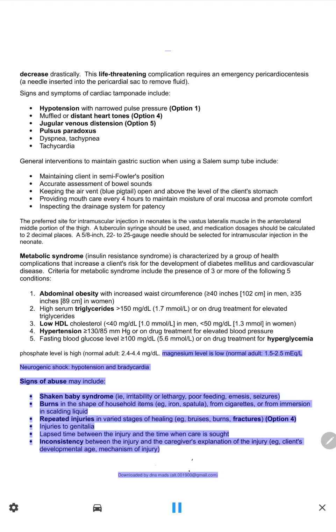Signs of abuse may include shaken baby syndrome, i.e., irritability or lethargy, poor feeding, emesis, seizures, burns in the shape of household items, e.g., iron, spatula, from cigarettes, or from immersion in scalding liquid, repeated injuries in varied stages of healing, e.g., bruises, burns, fractures. Option 4, injuries to genitalia. Lapsed time between the injury and the time when care is sought, inconsistency between the injury and the caregiver's explanation of the injury, e.g., client's developmental age, mechanism of injury.